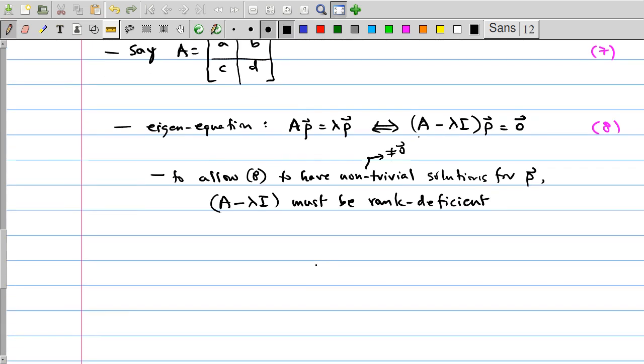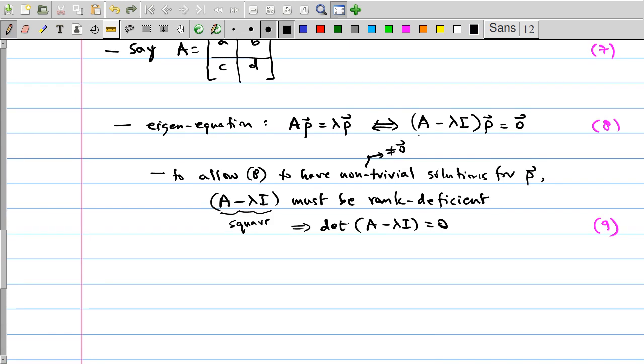So if a matrix has linearly dependent columns, then it's called rank deficient. You can reduce it down, but let's not get into that. And if it is rank deficient and the matrix is square, and this is also square, then the determinant is 0. This implies the determinant of A minus lambda I equals 0, and that's 9. So far so good.